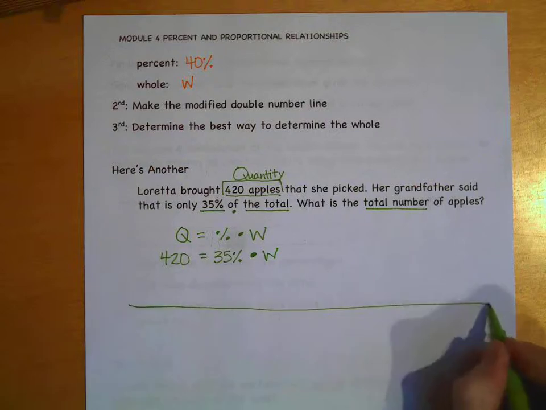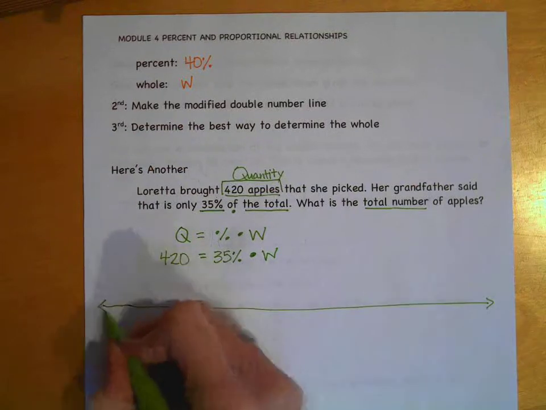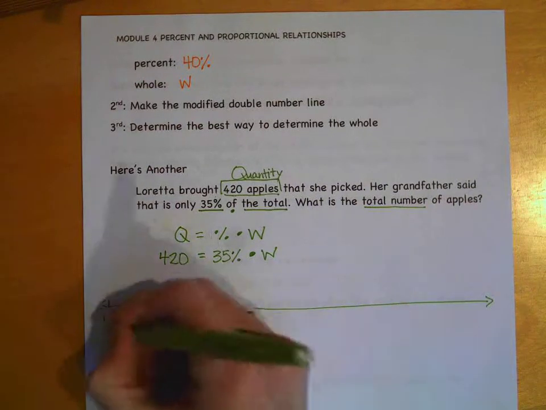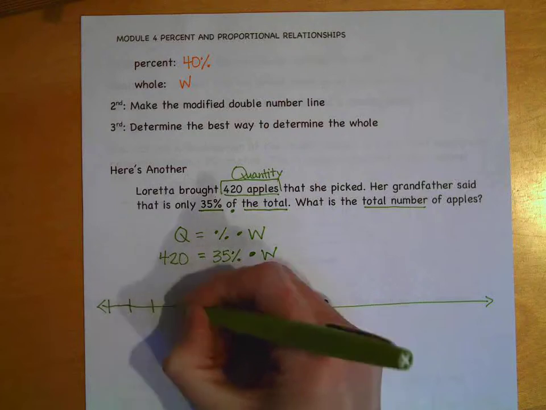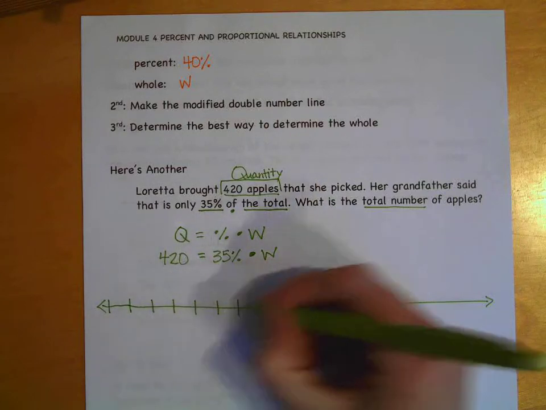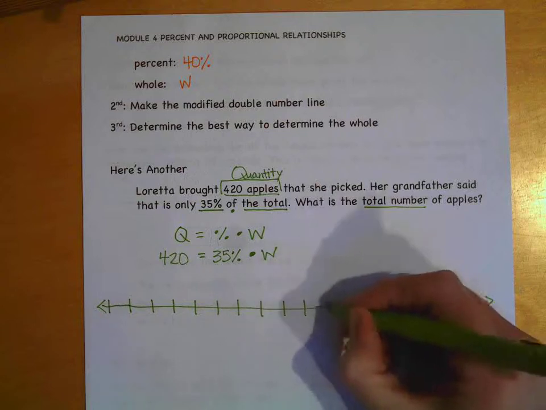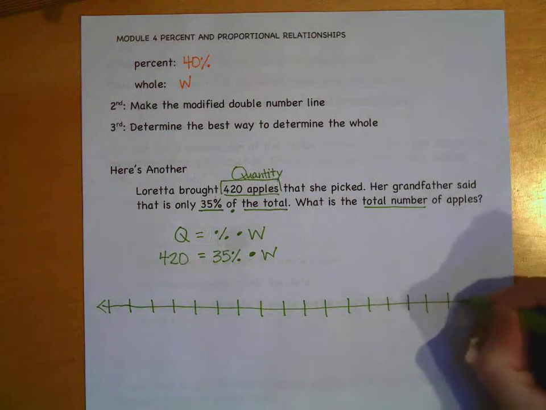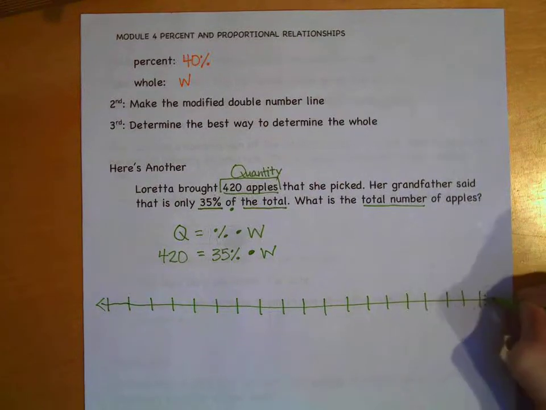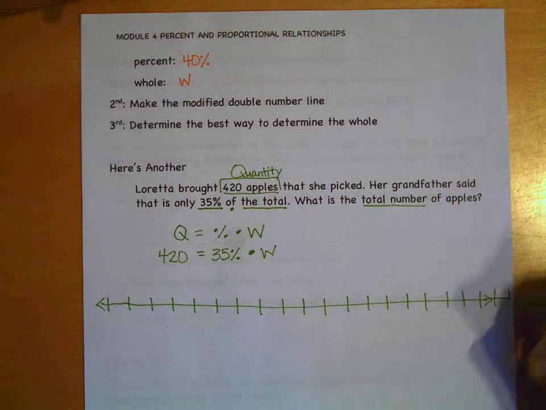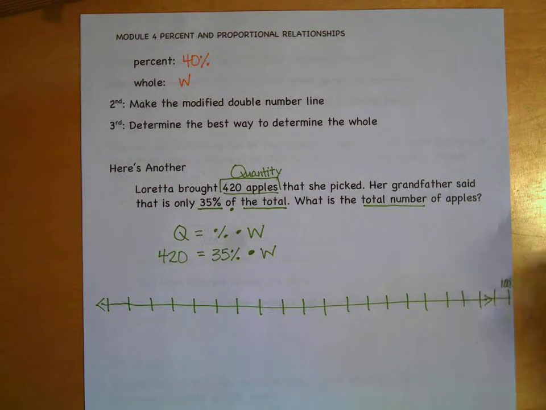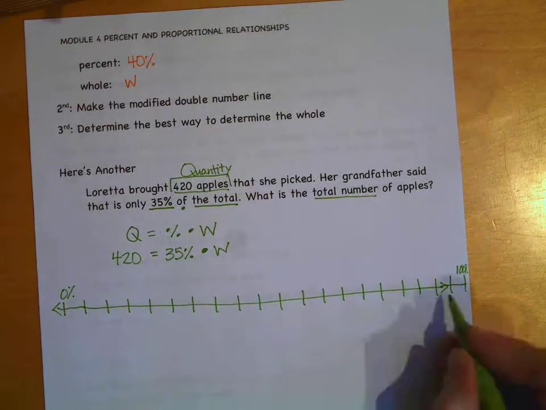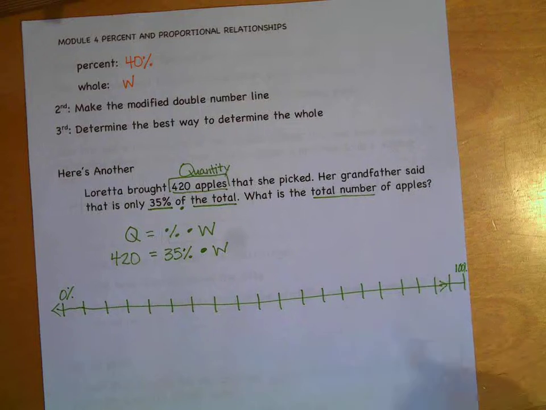And since this is at 35%, my number line is going to count by 5s because 5 goes into 35 evenly. So I'm going to start at 0, and then I'm going to go 5, 10, 15, 20, 25, 30, 35, 40, 45, 50, 55, 60, 65, 70, 75, 80, 85, 90, I have to keep going, 95, 100. So 100 would sit all the way over here. 0 would sit right here. Okay, so now I have it spread out.